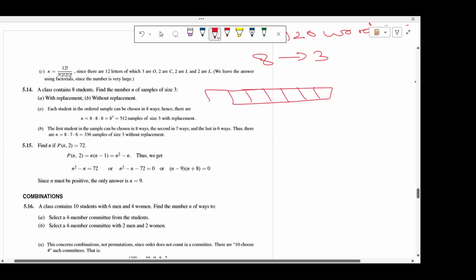Here, 8 students are there. Altogether we have eight students. If I ask one question, for the first question, student one is answering. For the second question also, student one is answering.